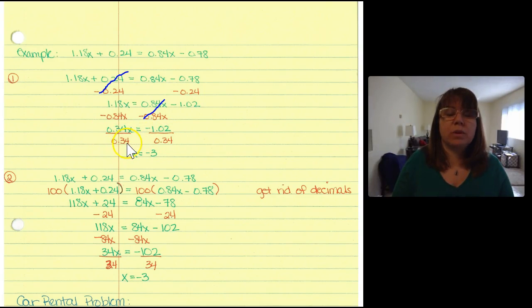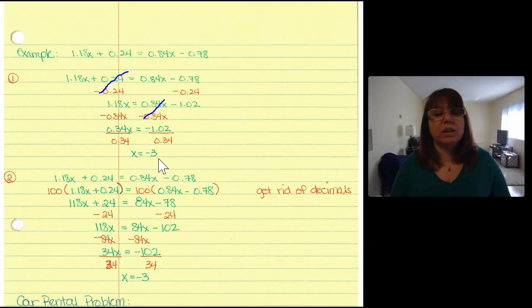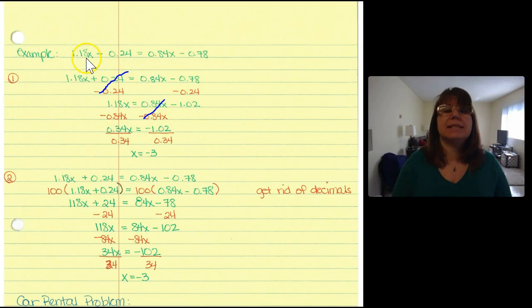Divide by 0.34, divide by 0.34. My solution is x equals negative 3. Now you might remember a second way of solving this equation is to eliminate all the decimals. Right now there are 2 decimal places to the right of the decimal in each one of my numbers, in fact, 1.18, 0.24, 0.84, and 0.78.